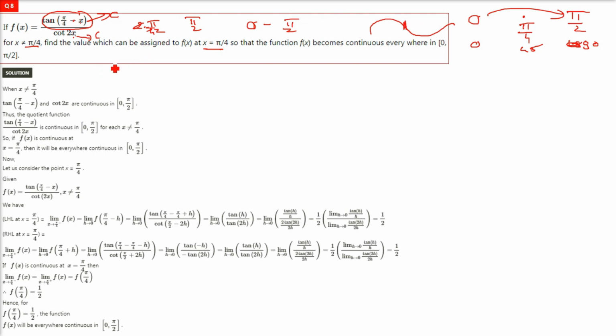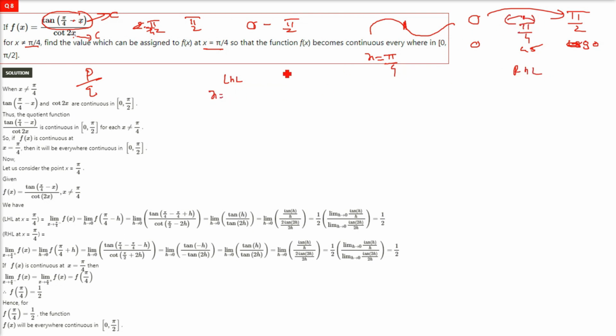This 0 to pi/2, for tan and cot, they are continuous, right? Because it is p by q form. One function p is continuous, q is continuous. When p and q are both continuous, you can say that p by q is also continuous. This is what we have learned. But the problem is pi/4, because at pi/4 we are not going to get the values we want, or which is not acceptable in mathematics. So we have to check the function at x equals pi/4. So we'll find out the left hand limit and the right hand limit.